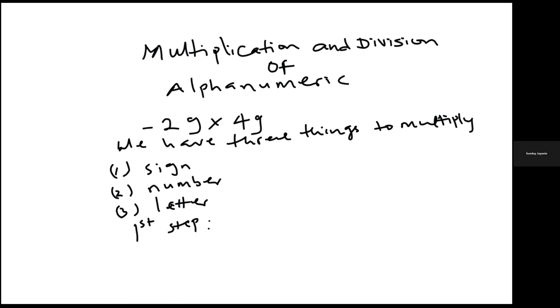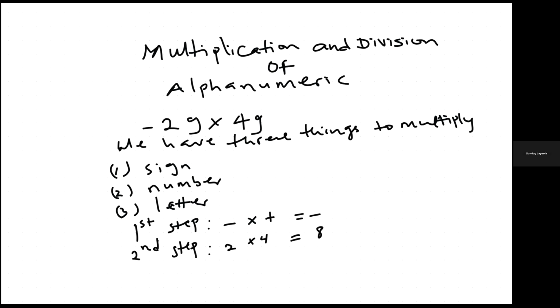We have negative multiplied by positive. 2g carries negative and 4g carries positive. So negative multiplied by positive is negative. We have put that one down. The second step is to multiply the numbers. We have 2 and we have 4. That becomes 8.